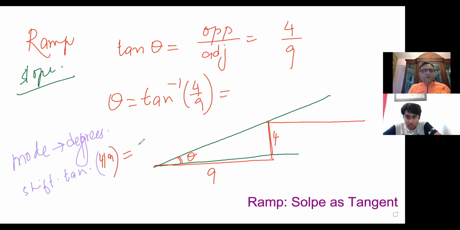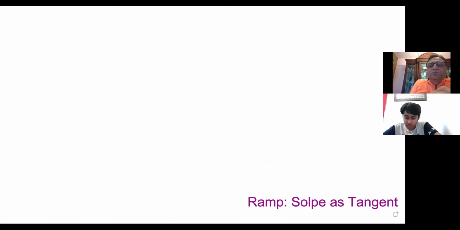So in this case, shift tan, it will show you tan inverse 4 divided by 9 bracket close equal to, and we get 23.96. Let me round this to 24 degrees. Is that clear to you? Yes, sir. So we can easily find, in this particular case, the angle which the ramp makes with the horizontal. Is that okay? Yes, sir. Now, this concept we use in many problems which are height and distance problems.